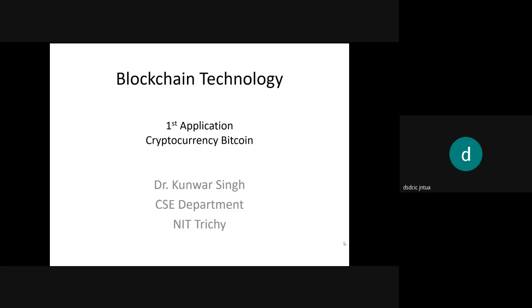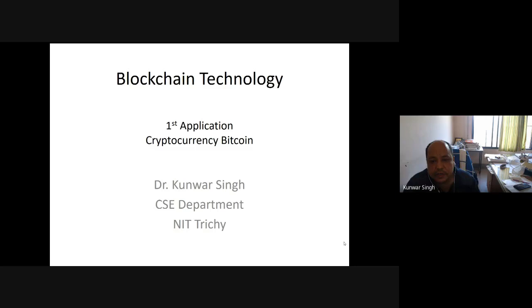So I'll be talking about blockchain technology. Today I'll give the talk on blockchain technology and the cryptocurrency Bitcoin. Bitcoin is the first application of cryptocurrency, the first application of blockchain technology. Then the second lecture on Friday, same time, we'll talk about Ethereum blockchain and smart contracts. So today I'll cover cryptocurrency, Bitcoin.